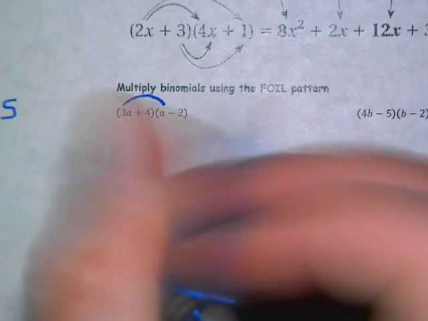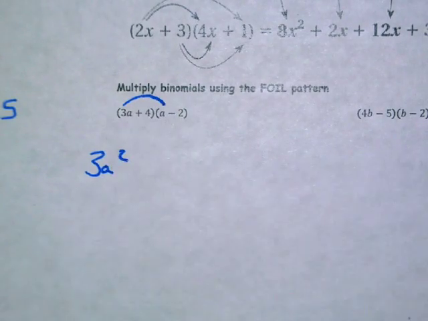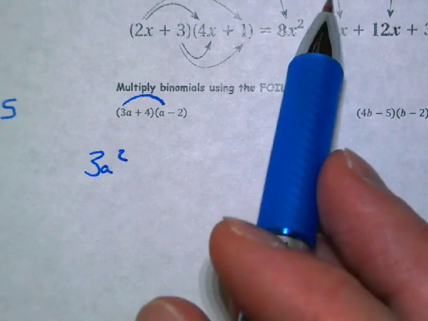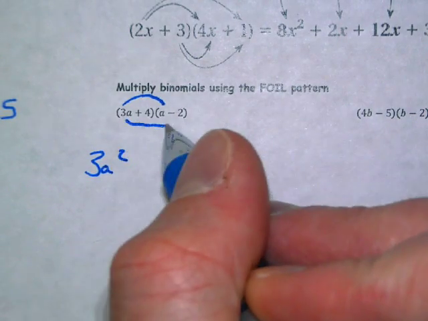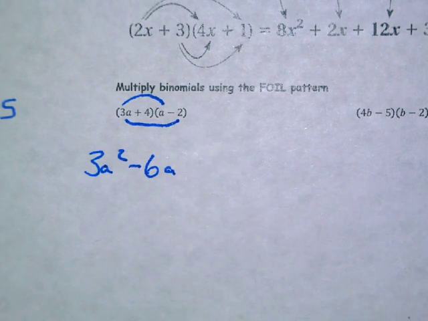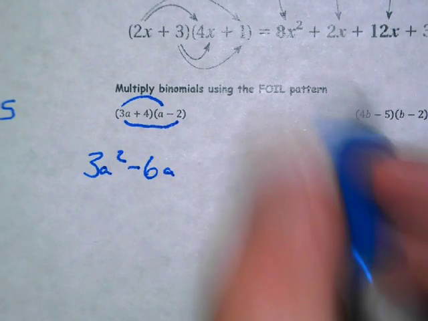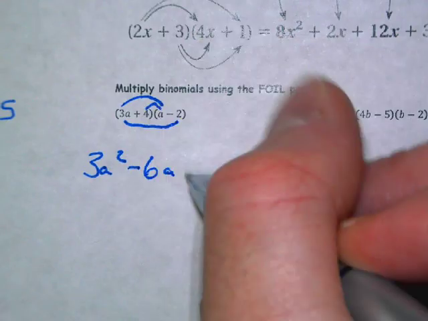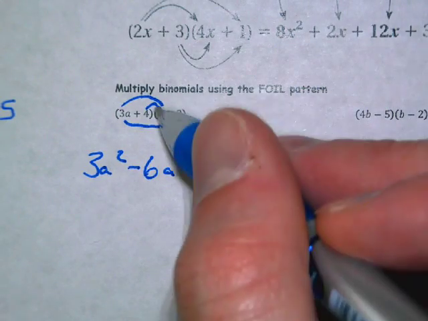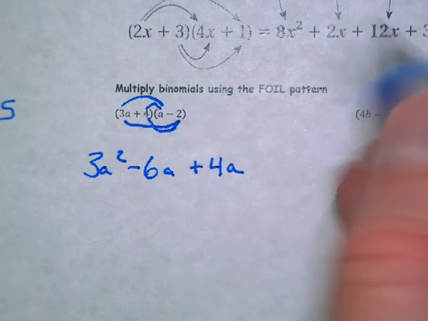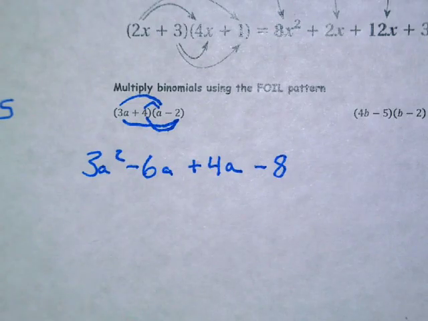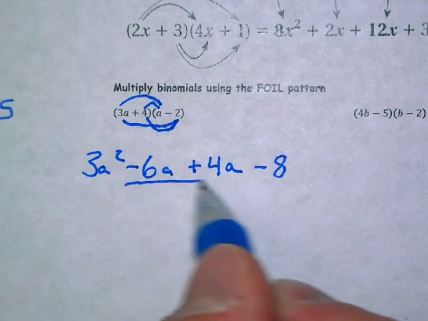So if we follow FOIL, first terms, 3a times a would give us 3a squared. The O, outer, so that would be 3a times negative 2. That gives you negative 6a. The I is inner, it's the middle 2: 4 times a, 4a. And then the L stands for last. So the last numbers are 4 times negative 2, which gives us negative 8.